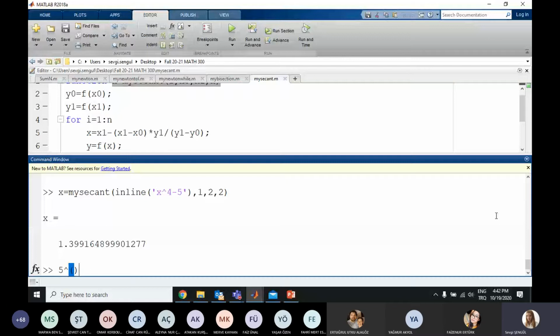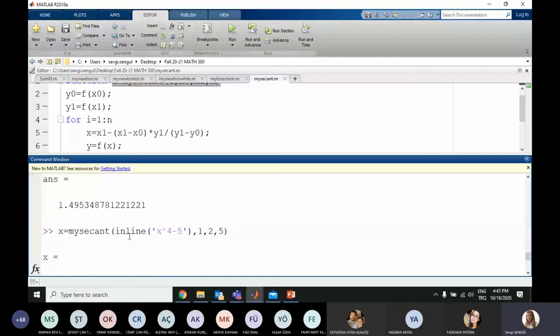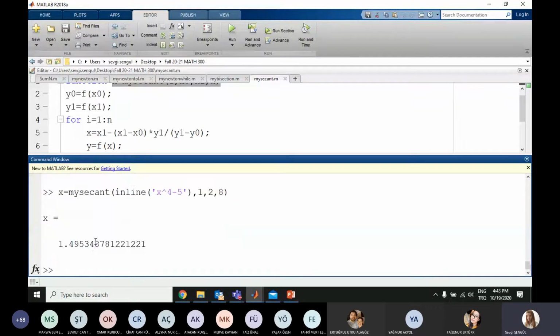And what did we find after 2 iterations? 1.39. So it was not enough. Then let's do more iterations. Instead of 2, let's make it 5 iterations. And as you can see, it is close in 3 decimals. If you increase the number of iterations, you can get better results. Here you go. This is the real answer, and this is the approximated one, and it's the same. After 8 iterations with the secant method, you can reach your real solution.